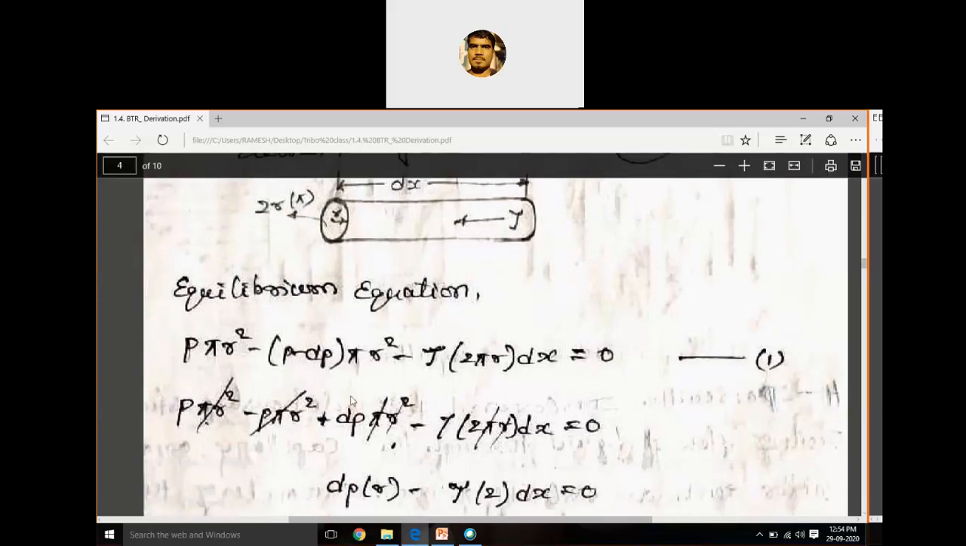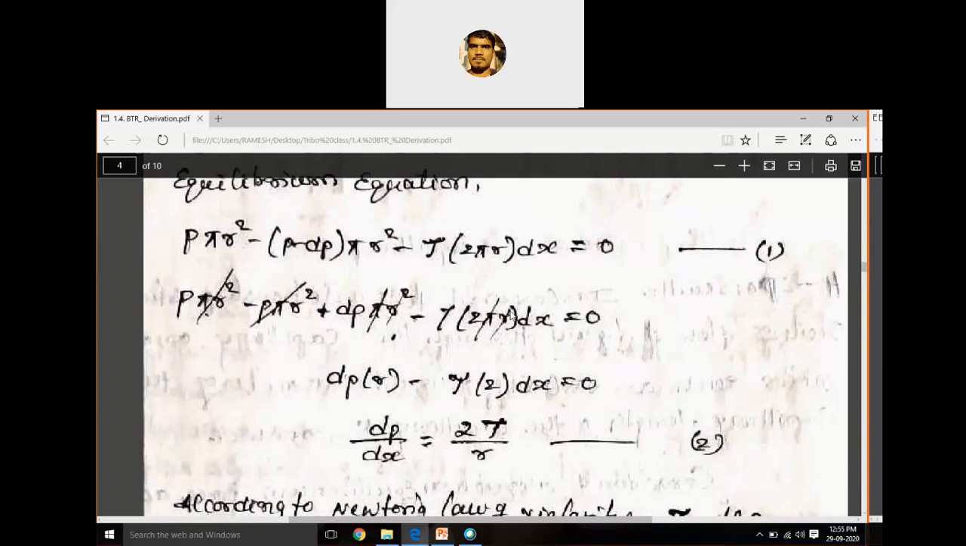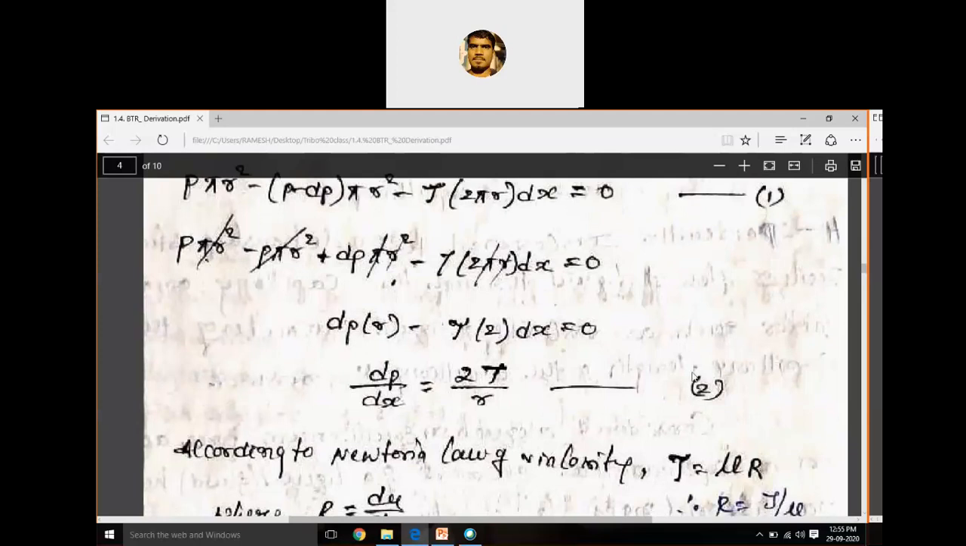So now just rearrange this, expand so that pi r square gets cancelled. dp pi r square minus tau 2 pi r into dx. Here just take out the common factors and multiply into the left side, that is right side, that is 0. So here pi is common and r is common. You just equate to 0, means it becomes 0. So dp r minus tau 2 dx is equal to 0. Just rearrange. If you rearrange, it becomes dp by dx is equal to 2 tau by r. Okay, call it as equation 2.